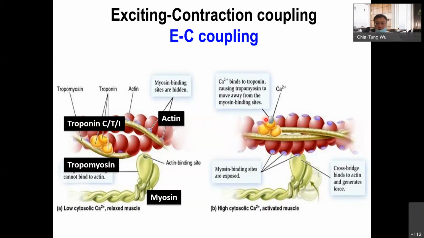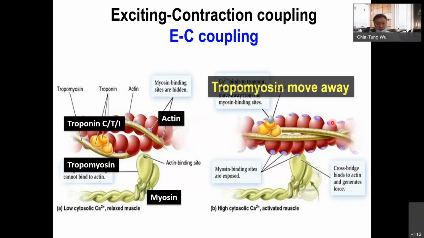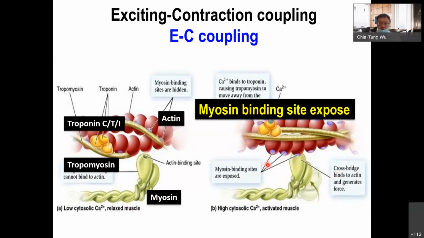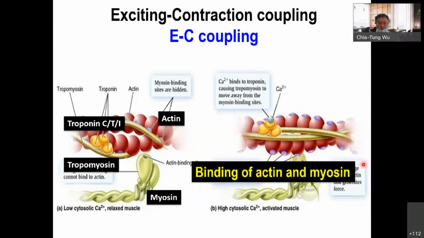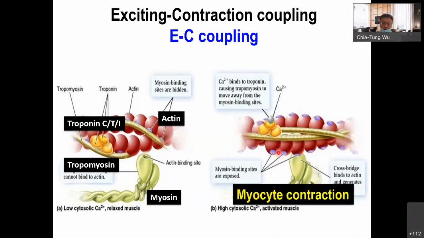And at phase 2, when the calcium is released from the SR, the calcium will bind to troponin C. The calcium binds to troponin C and the tropomyosin shape will change and tropomyosin will move away and expose the actin myosin binding spot, and myosin will bind to our actin, and then after the binding, the myocyte can contract. So this is the basic mechanism we call EC coupling, excitation contraction coupling.